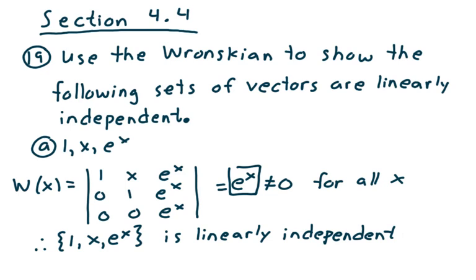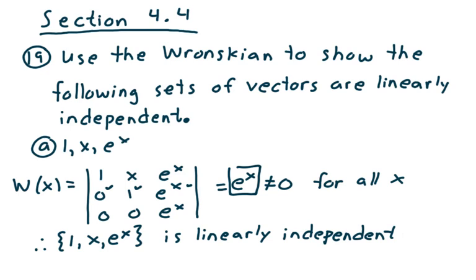W of x is the determinant of, well, the first row will be 1, x, and e to the x. Those are the entries. In the second row, to get those entries, we take the derivative of each entry in the first row with respect to x. So in other words, the derivative of 1 with respect to x is 0, right? The derivative of x with respect to x is 1, and the derivative of e to the x with respect to x is e to the x.